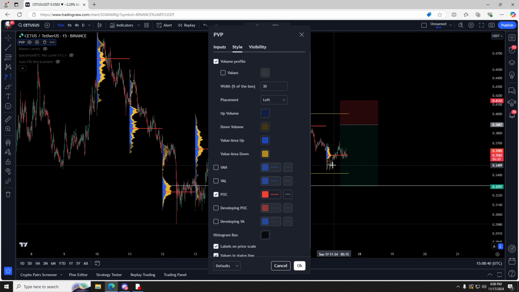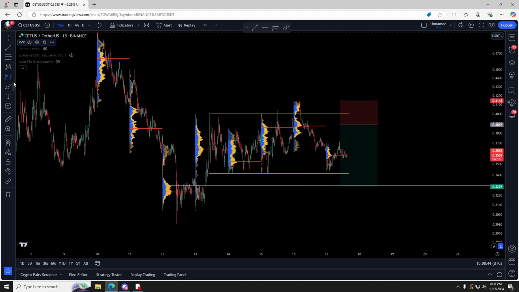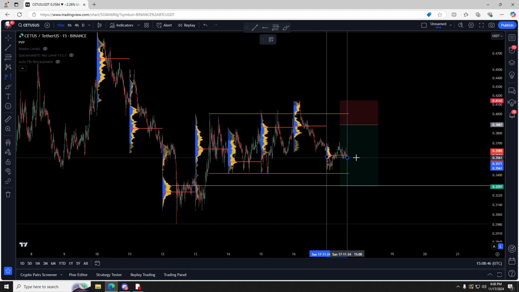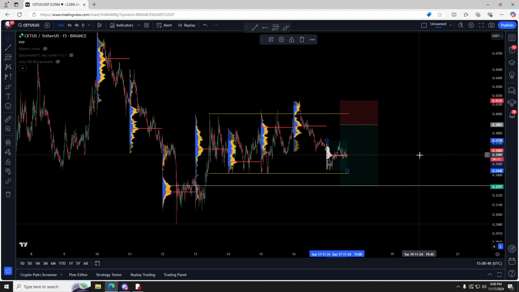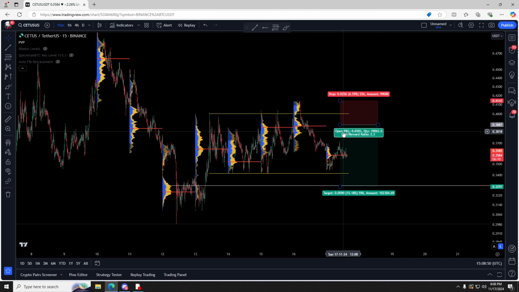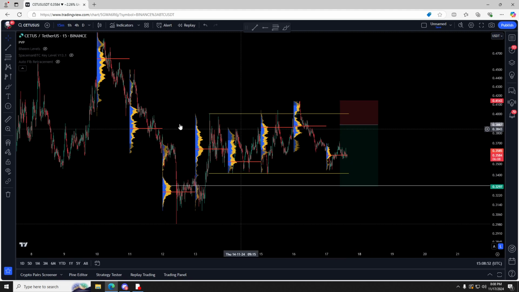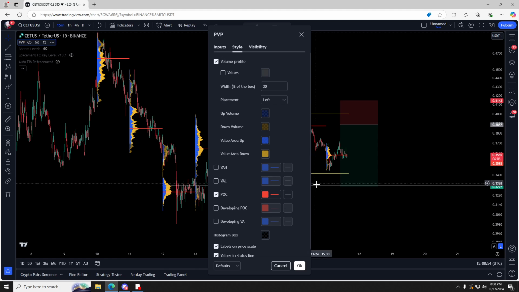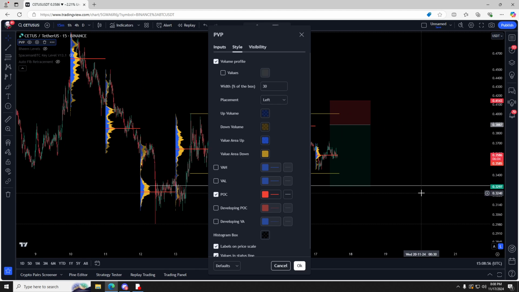So let's say it started from here and currently the POC is right over here, but this session can go up to, say, this area over here, and until then the value of this POC on the indicator will change. Okay, so just have that disabled. You do not need a developing POC. I would say developing POC is for someone on the 1 to 3 minute time frame looking for further scalps on lower time frame volatility. Okay, just have the POC enabled. That would be enough for you.